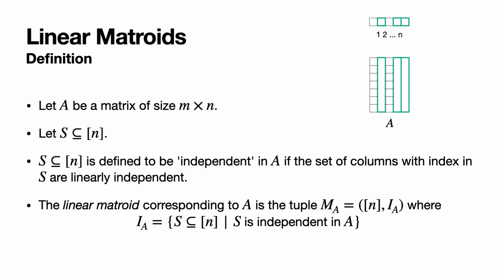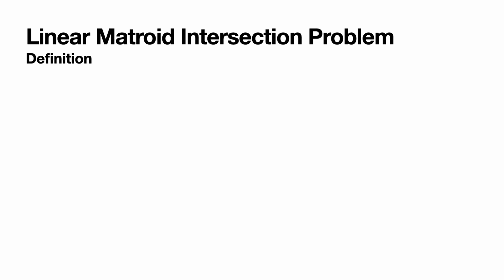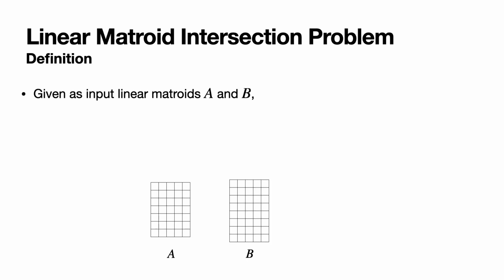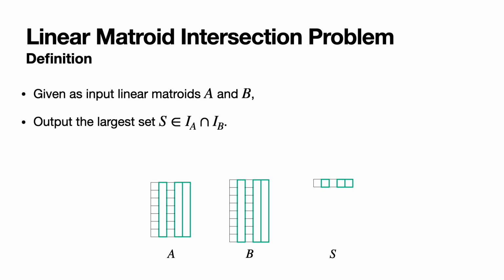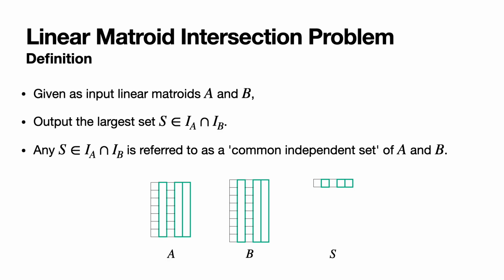Now let me tell you what the linear matroid intersection problem is. So the problem takes as input two linear matroids A and B, and the goal is to output the largest set S, which is independent in both A and B. And any such set S is referred to as a common independent set of A and B. This is just terminology.